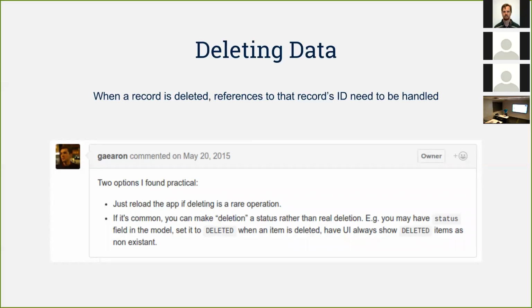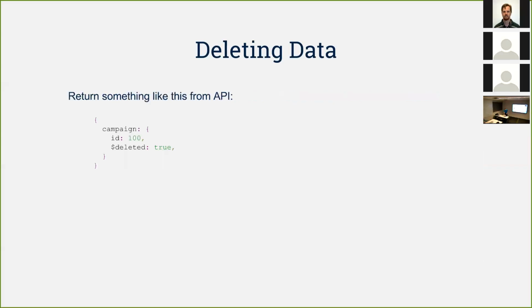The other way he suggests is to make deletion a status rather than a real deletion. He suggests that you just add a deleted property to your object when it gets deleted, and then make sure that you never try to render an object that has that deleted property. So that's the route that we went.